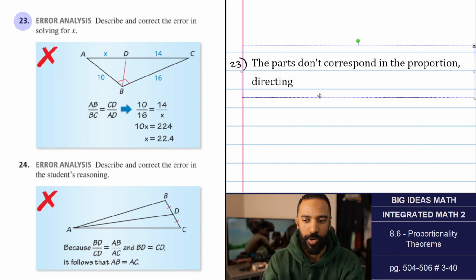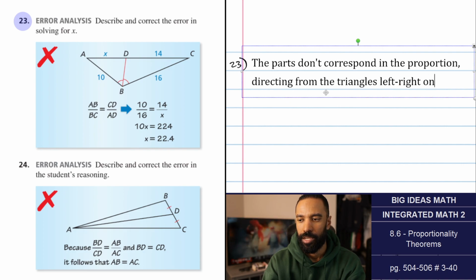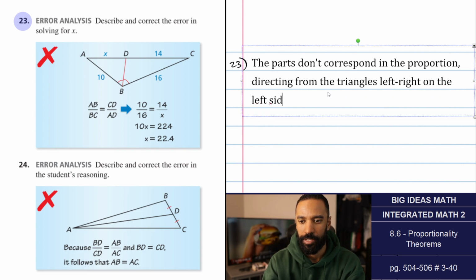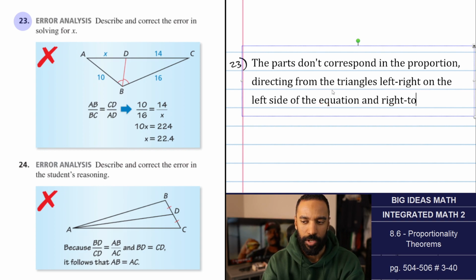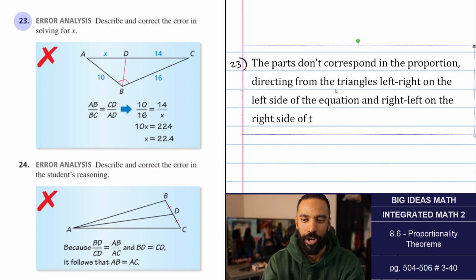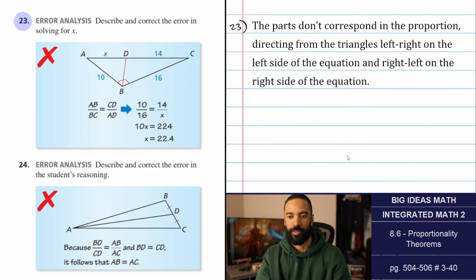Directing from the left triangle, or directing from the triangles left to right on the left side of the equation, and then right to left on the right side of the equation. Sorry, there are left and right triangles and left and right sides of equations. So that's what we have there.